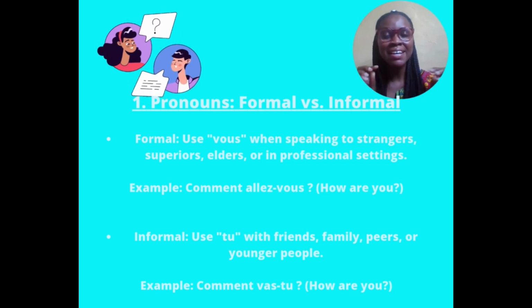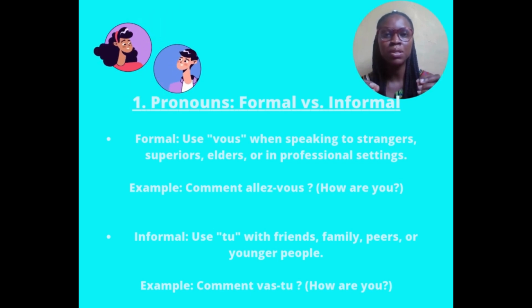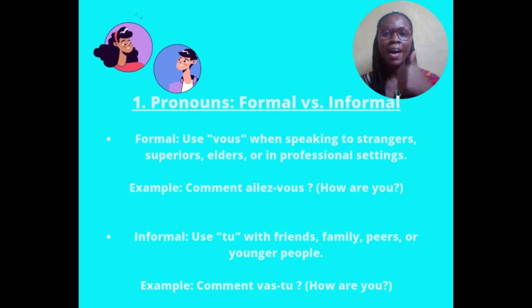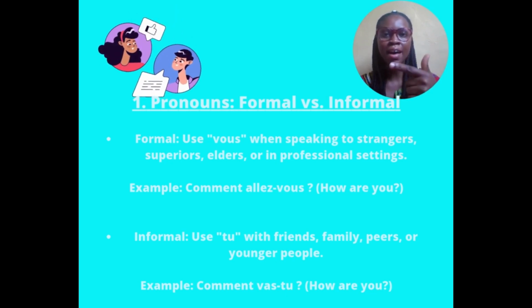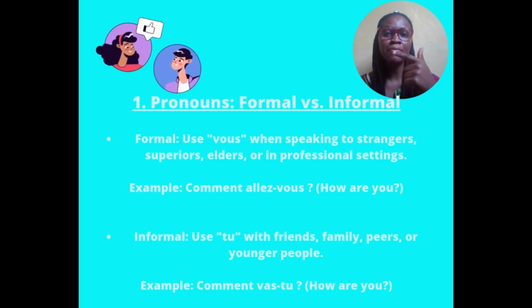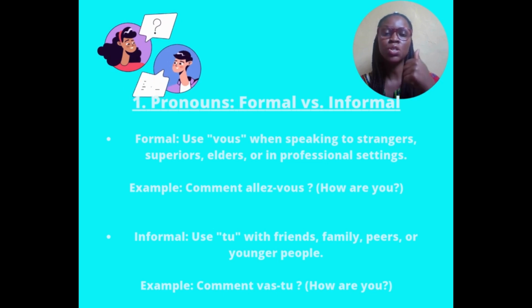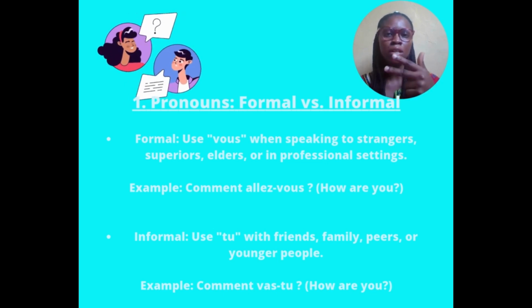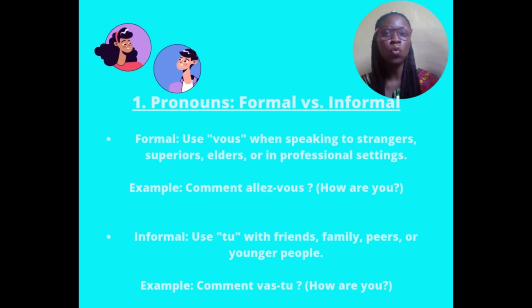So here is a tip that can help you remember this. F, F, G. F, friends. F, family. G, God. These are the 3 persons that you use tu for. So if the person is not a friend, is not part of your family members, and is not God, you should use vous for that person.